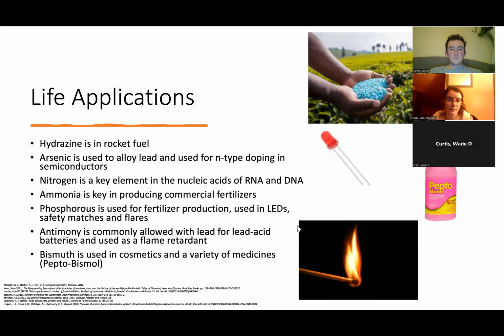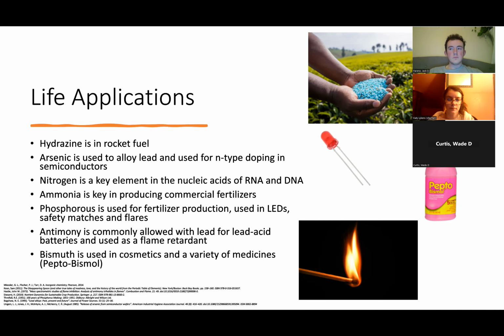And then a lot of nitrogen or group 15 compounds and the elements themselves have a lot of real-life applications. Hydrazine, as talked about before, is used as rocket fuel, especially because it doesn't produce CO2 in the combustion of it. Arsenic is used to alloy lead and is typically used for N-type doping in semiconductors, specifically in stuff like LED lights. Nitrogen is a key element in nucleic acids of RNA and DNA. Ammonia is key in producing commercial fertilizers. That's the huge importance of the Haber reaction.